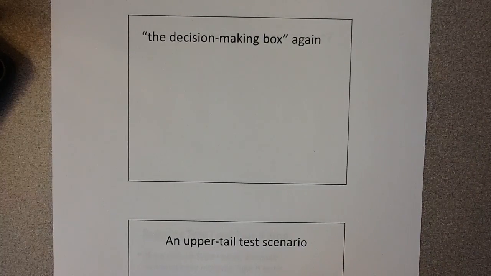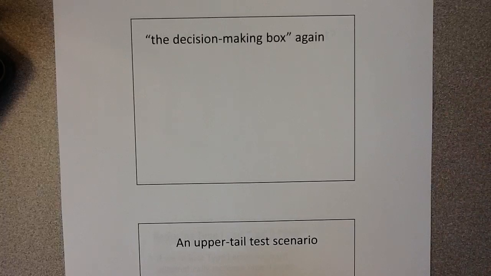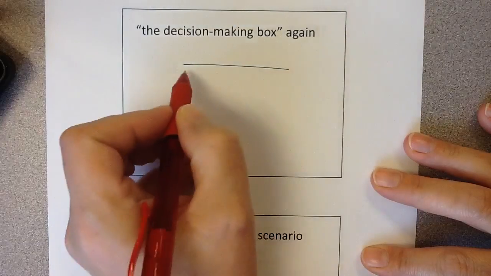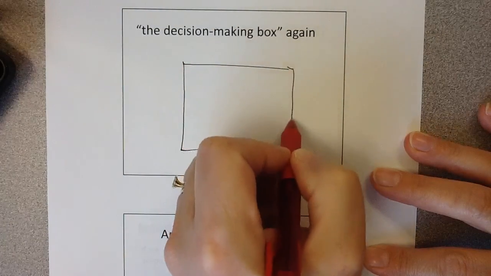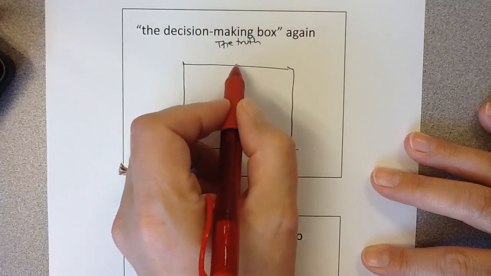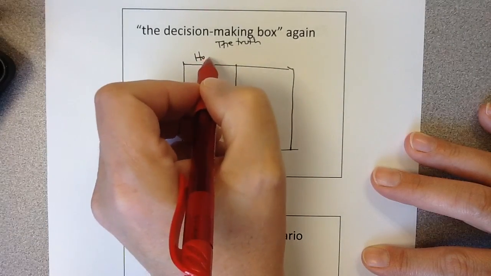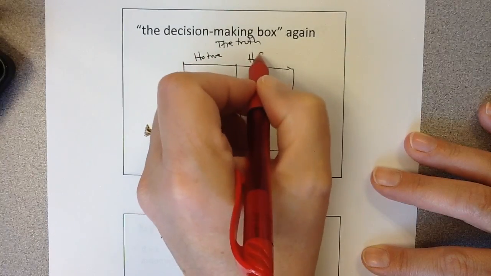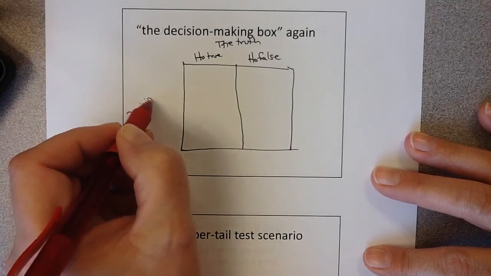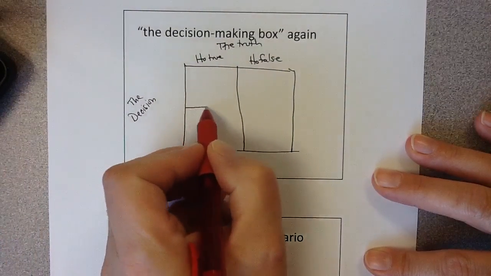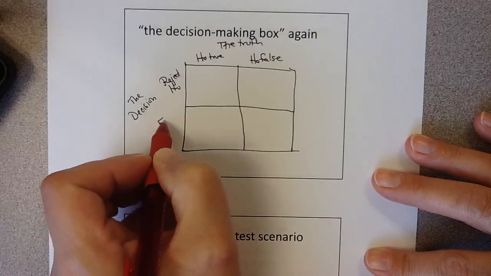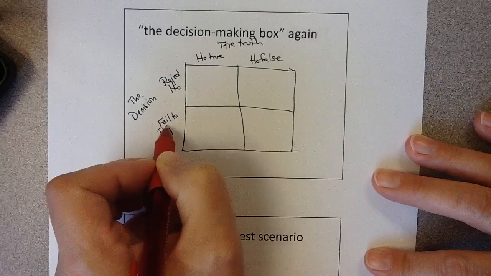Okay, so back to the decision-making box again, and that'll probably wrap up this 15-minute video, and we'll have to get a second piece to get the rest. If I look at the decision-making box again, and I'm going to turn it around a little bit this time, and I'm going to put the truth at the top, and two things could happen. H naught could be true, or H naught could be false. And on the side, I'm going to have the decision. And on the decision side, I could reject H naught, or I could fail to reject H naught.